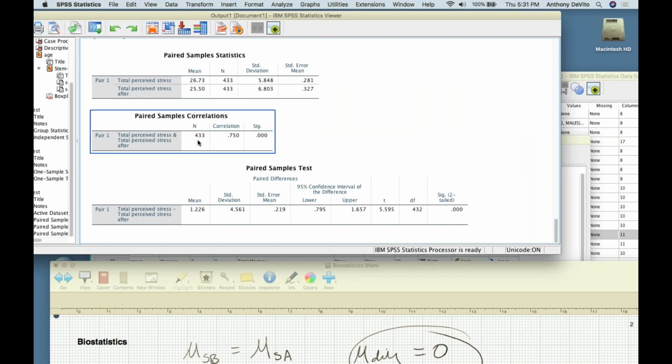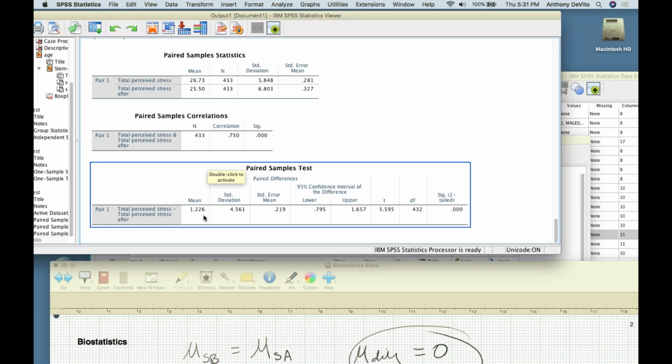Here we go. N equals 433, and so on and so forth, and come down here. The mean difference is 1.226. The standard deviation is 4.53. The standard error is the standard deviation divided by the square root of the sample size, which was 433 or something like that. And so what do we have here? The t-value for the difference between 0 and this value is 5.5.